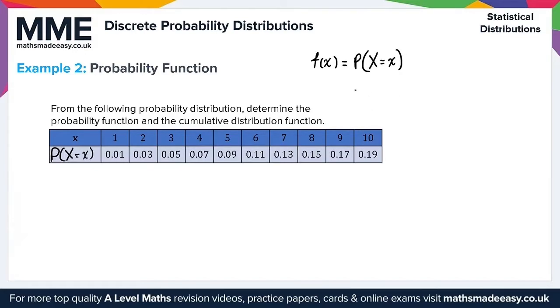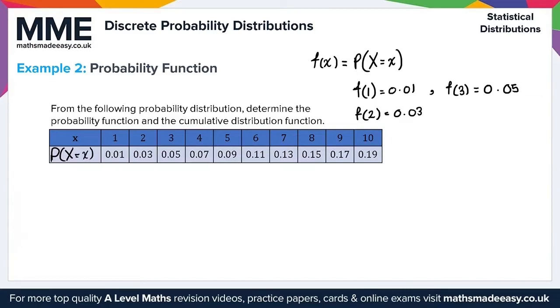So what we need here is a function that satisfies f of 1 being equal to 0.01, f of 2 being equal to 0.03, f of 3 being equal to 0.05, and so on. And we know here that the function increases by 0.02 each time. So this is linear with a gradient of 0.02.